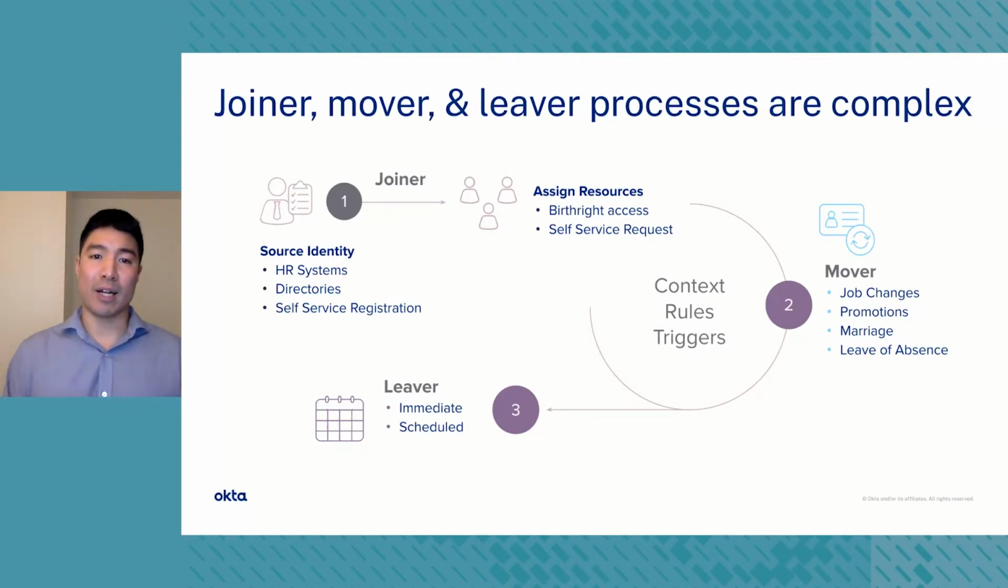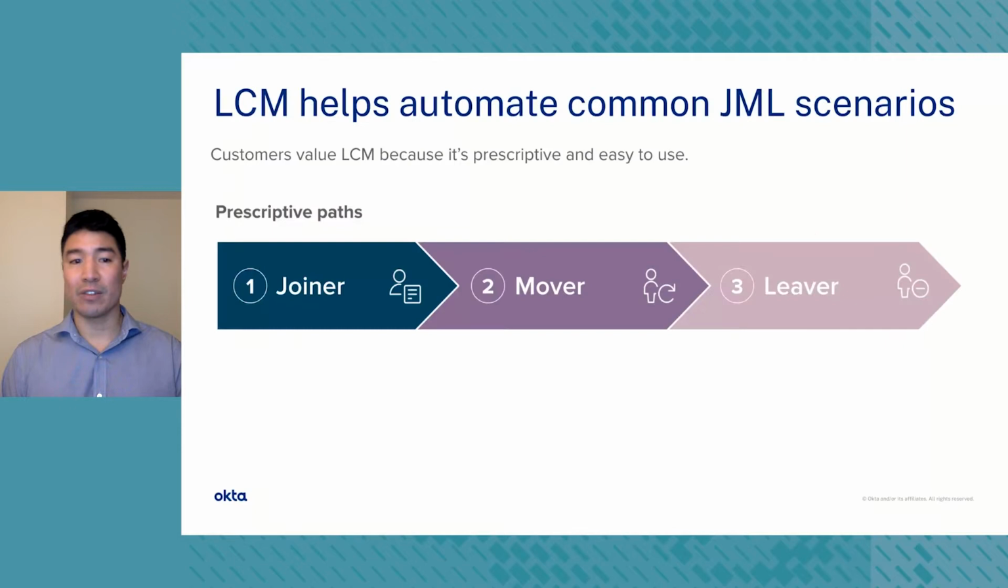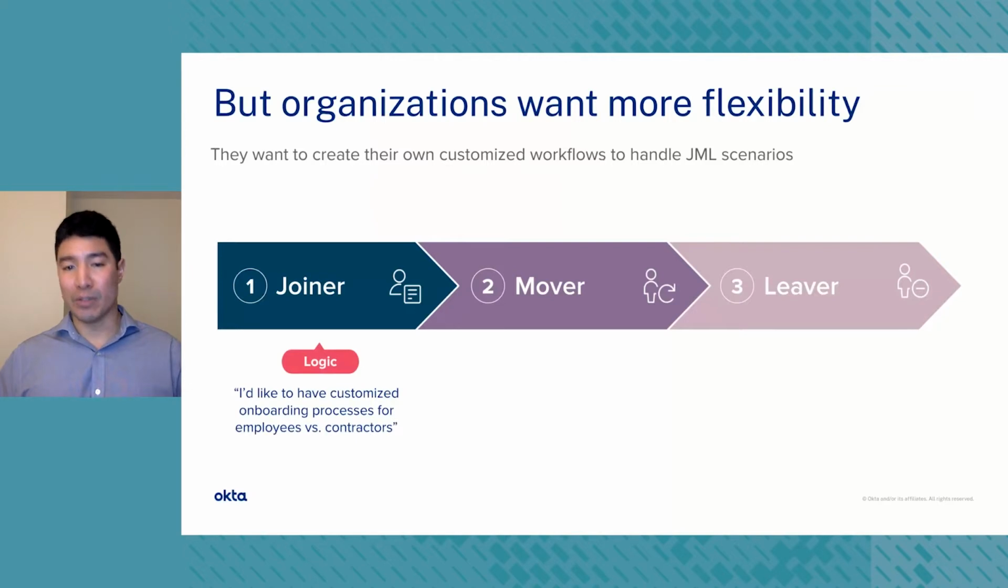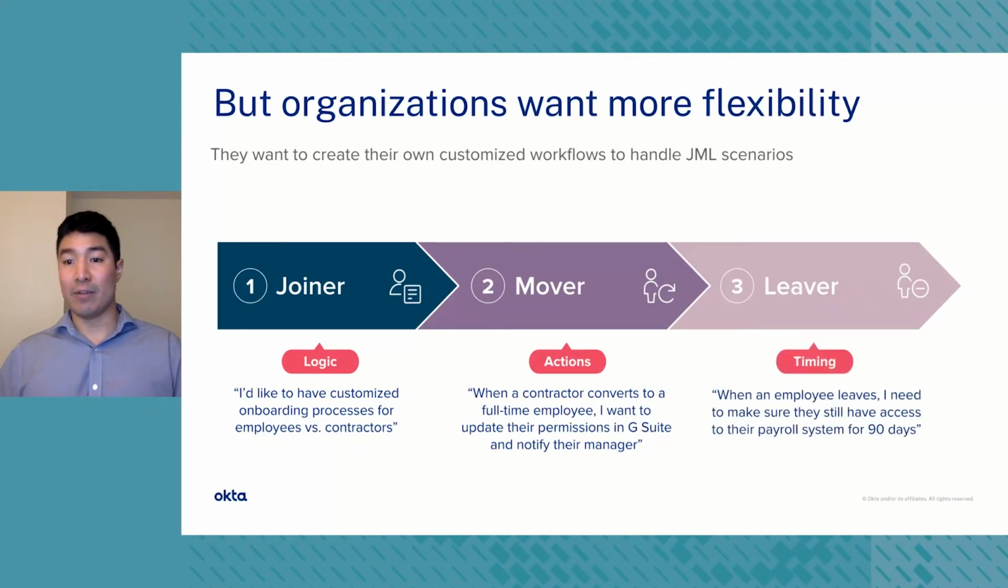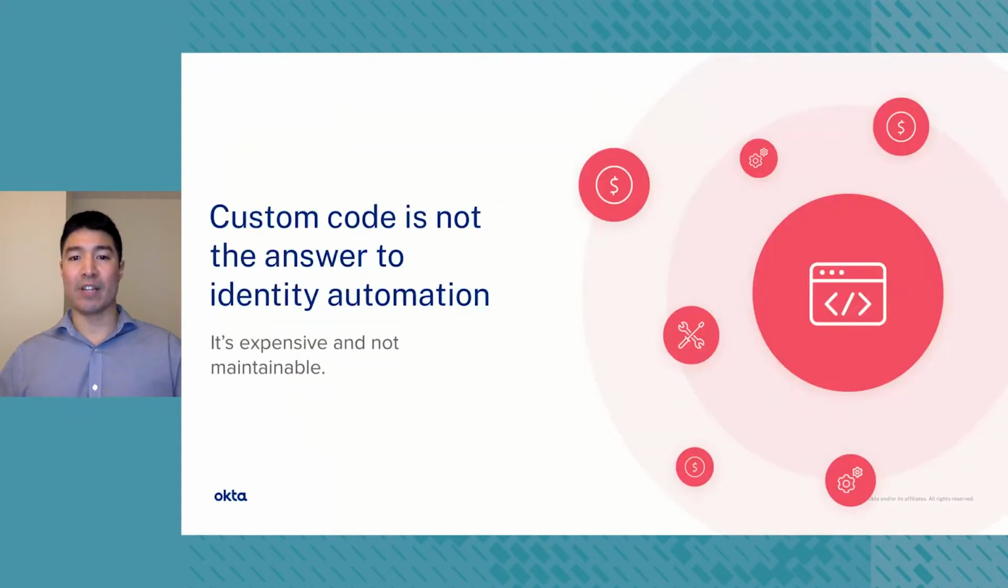Now, our lifecycle management product helps to automate these common joiner, mover, or leaver scenarios. It's really easy to use. You just click a checkbox to handle any of these onboarding, terminations, and update processes. But customers want to be able to add in their own logic. They want to add in their own elements of timing. They want to maybe chain together multiple actions in any of these three processes. And the way they've done that to date is really with custom code, oftentimes, and with scripts. We know that's not ideal because custom code and scripts are not maintainable. Oftentimes, it's one skilled person in the IT team who does it. What happens when they leave? You're often left with a mess.